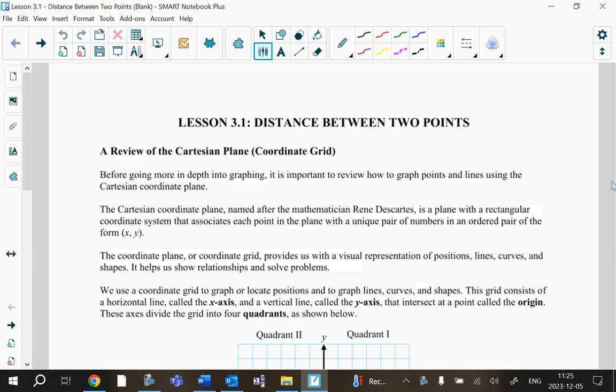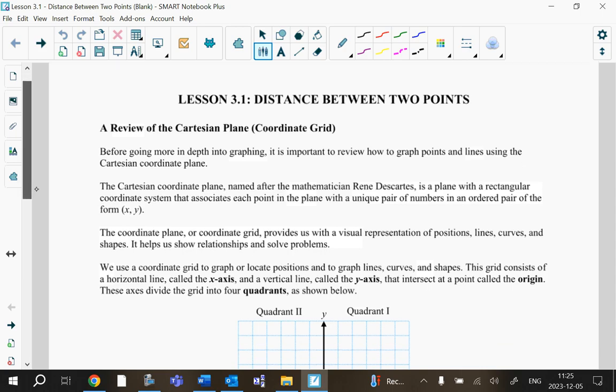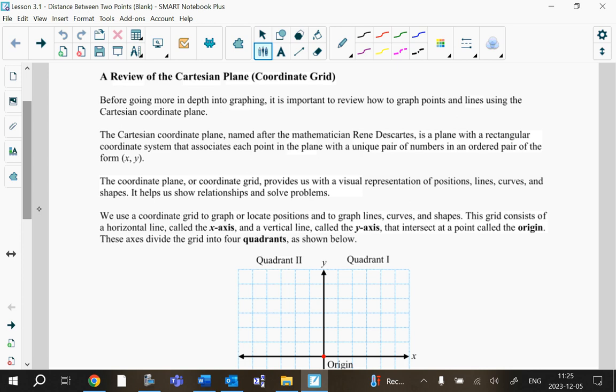But before we start all of that, this is just a very basic review of how to plot points on a coordinate grid and how to read points on a coordinate grid, which you should all be familiar with. So I'm going to go through this pretty quickly. There is a fancy name for this thing, but we'll just call it the coordinate grid. Okay? And it's a visual way to show points, to show lines, to show curves, to show shapes, to show relationships. It has all sorts of uses in a variety of different fields.